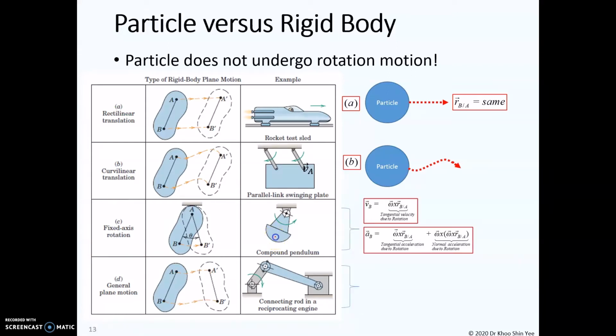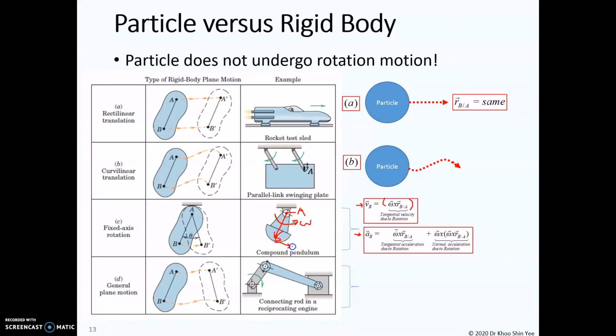For example, to find the motion for point B, which rotates with respect to the center, which is point A, we can use this formula. The tangential velocity due to the rotation is equal to omega cross R_B/A, where omega is the angular velocity and R_B/A is the relative vector here.